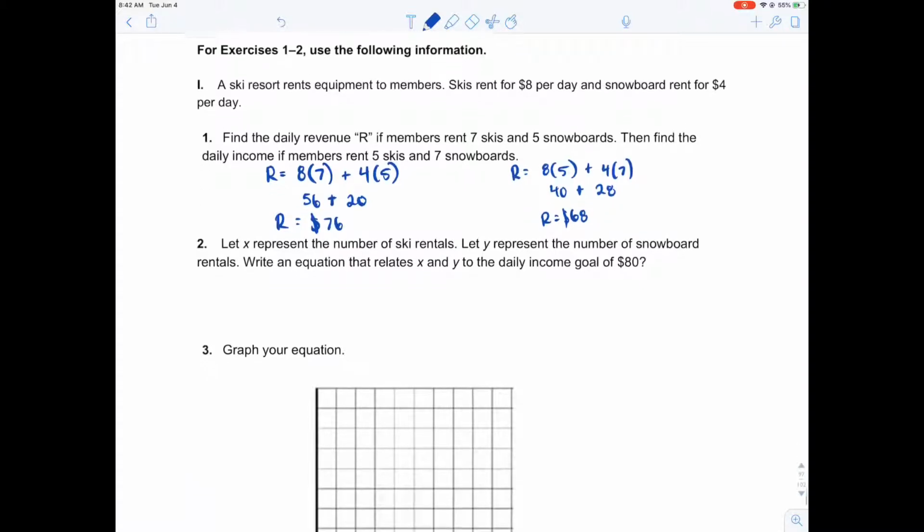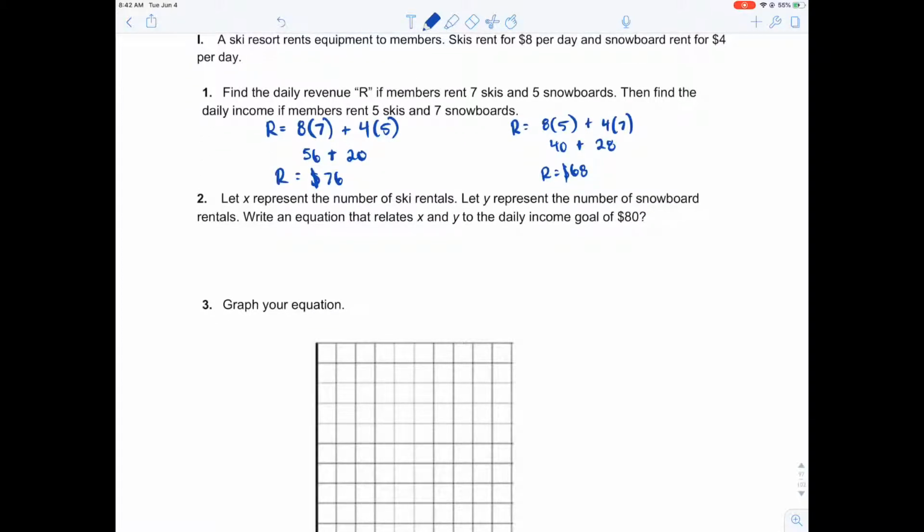All right, number 2, it says let X represent the number of ski rentals, let Y represent the number of snowboard rentals. Write an equation that relates X and Y to the daily income goal of $80. Okay, so this one we want our equation to be equal to this $80, right? So we know that $80 is going to be on the other side of our equal sign. We know that X and Y and some sort of mathematical operation is going to be on the left side, right? Remember that income is the combination of these two things, and we did add them over here, so I think we're going to do the same.